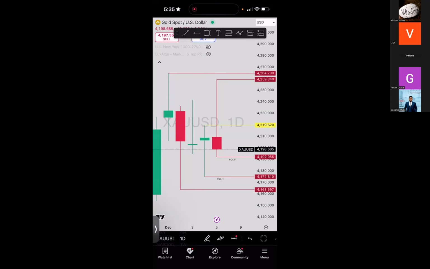But again, if you flip the whole candle, the whole of that Friday candle. No, not that one. Okay, the red candle.